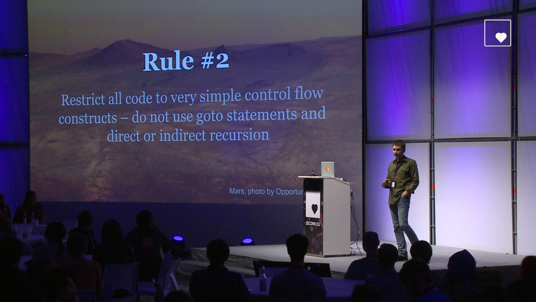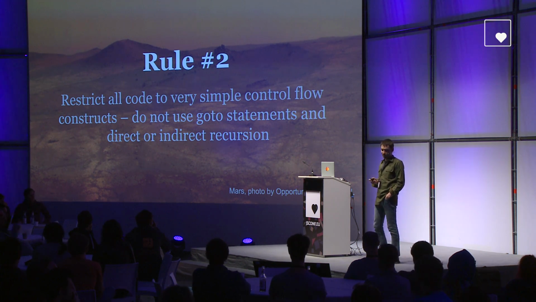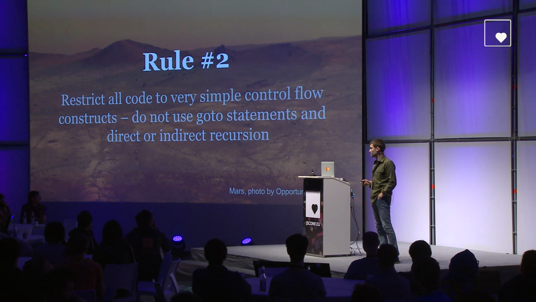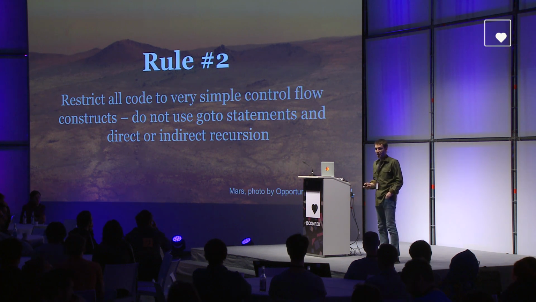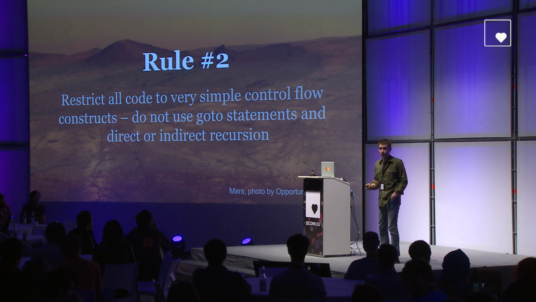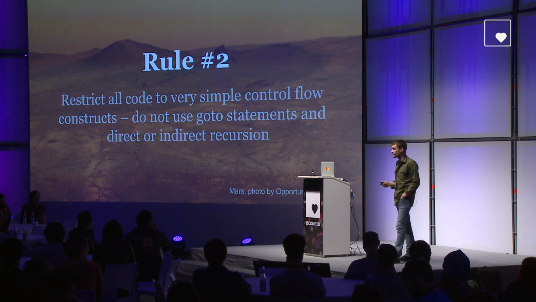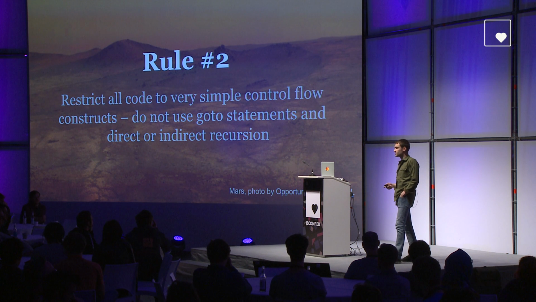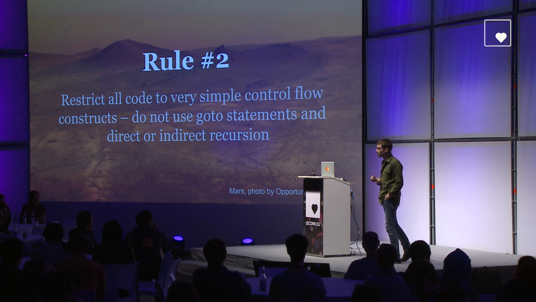Rule number 2: restrict all code to very simple control flow constructs. Do not use goto statements and direct or indirect recursion. Okay, goto is easy to understand, but what about recursion? How can we live without recursion, and why does NASA want to? Actually, the reason is that NASA relies on static analysis a lot, and they want code to be predictable. First of all, predictable. Then they use static analysis for that.